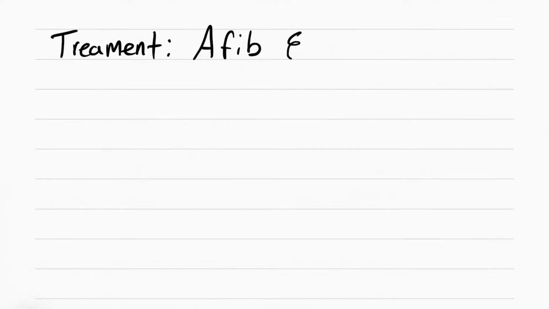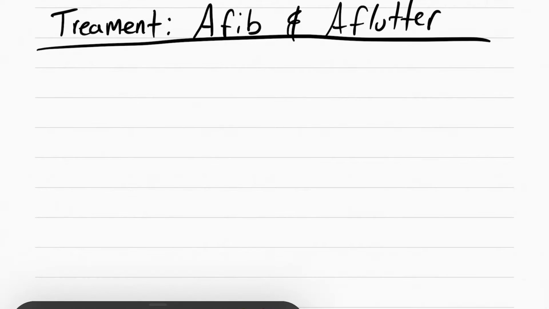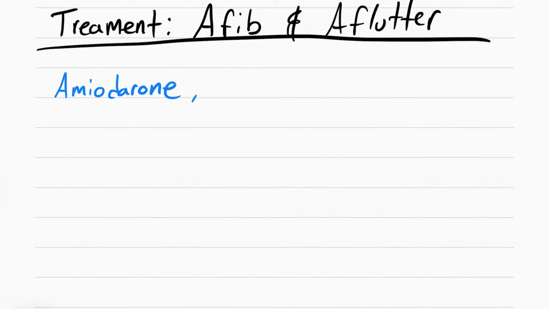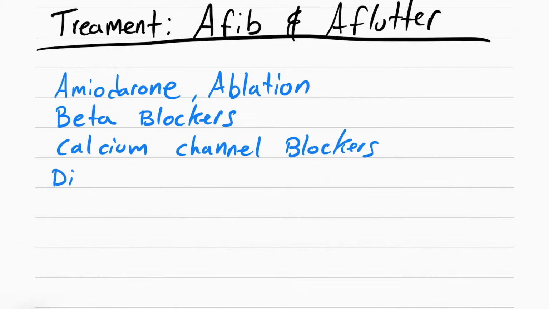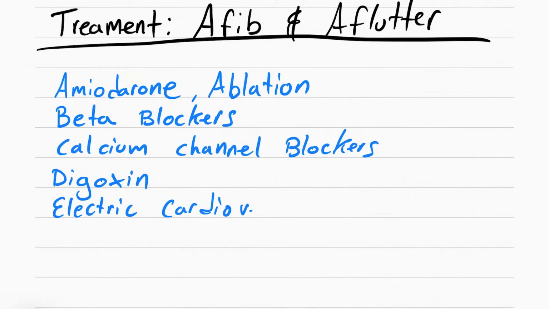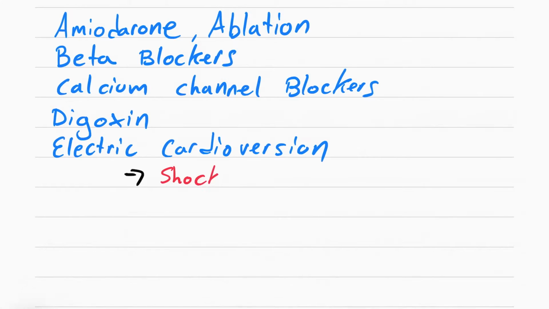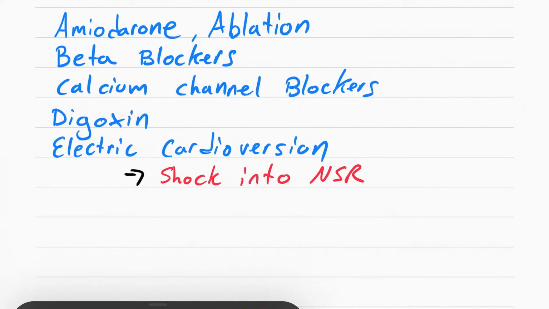Now, the treatment for AFib and A flutter is amiodarone, which is an antiarrhythmic medication. They can also do ablation, where they burn the electrical signals that are causing the dysrhythmias. The patient can also receive beta blockers, calcium channel blockers, digoxin, and something called electric cardioversion. This is when we shock abnormal rhythms into normal rhythms.